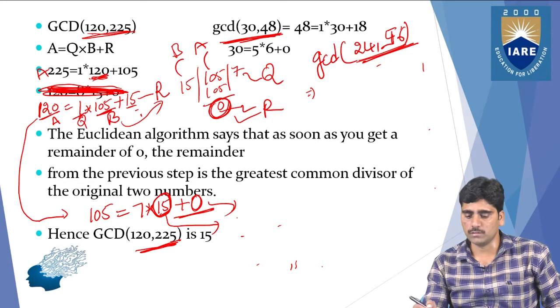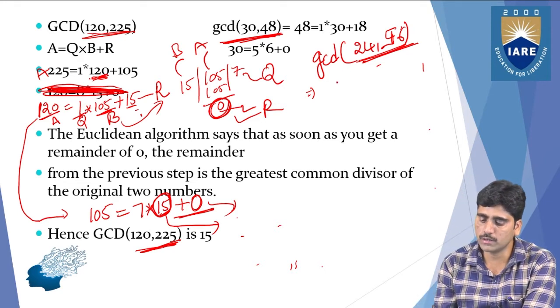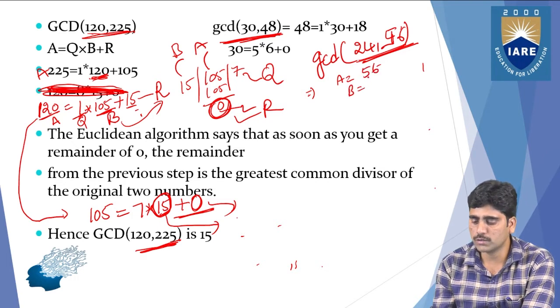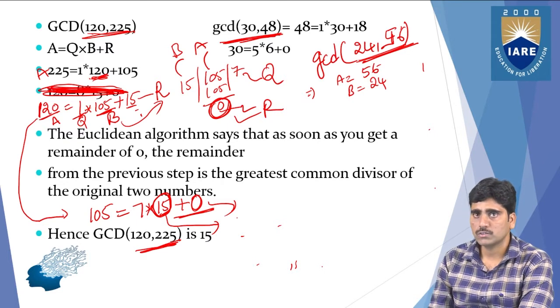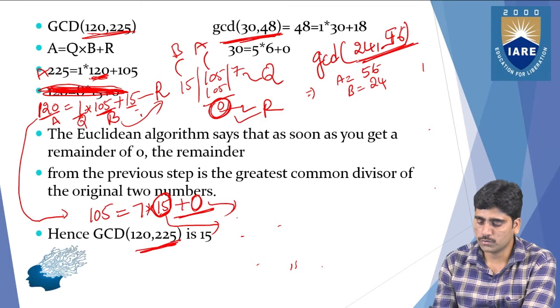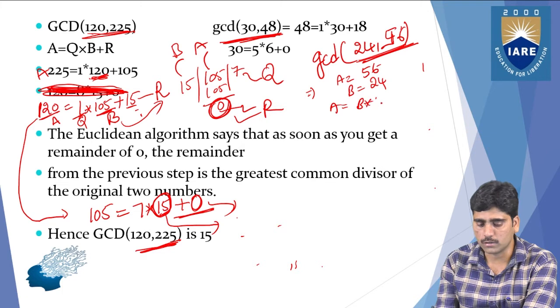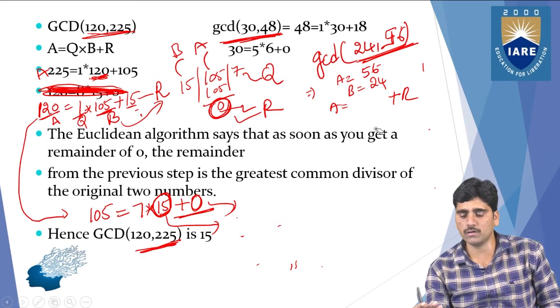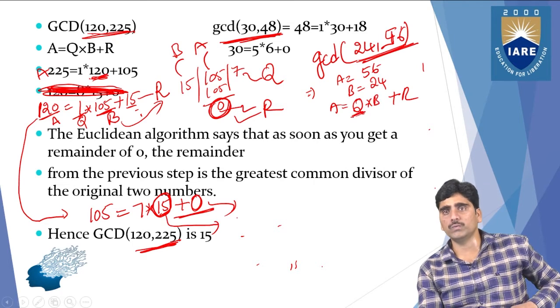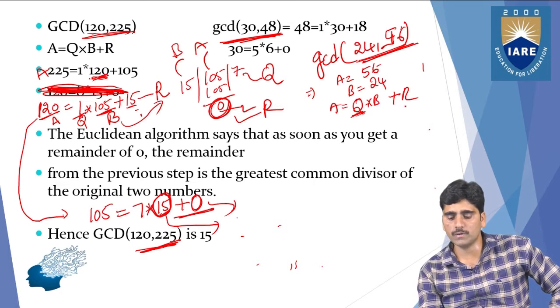So how can we see? Here A equals 56 and B equals 24, right? Now how can we divide? A equals B into Q plus R, or else Q into B plus R, whatever it may be. We can write any of the formulas. But you need to remember that Q is the quotient value, B is the smaller value, and R is the remainder value.